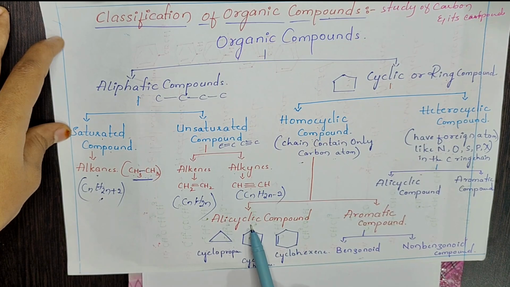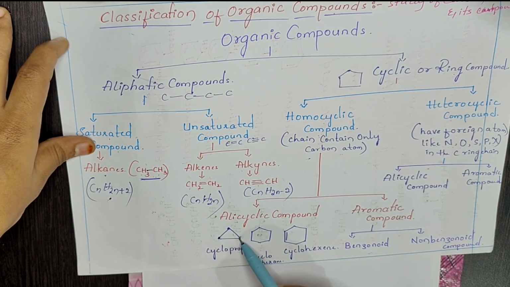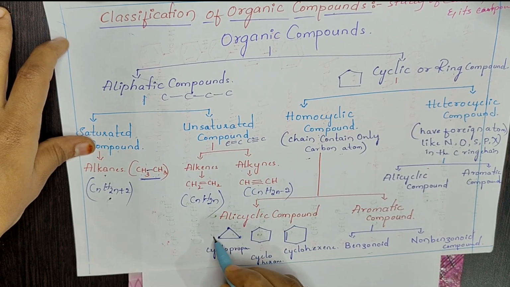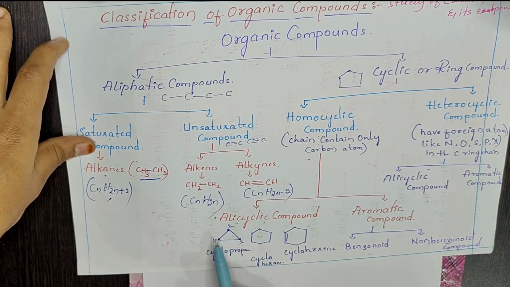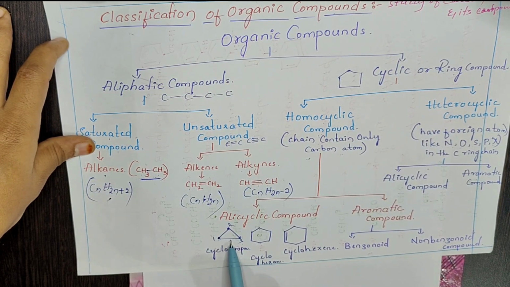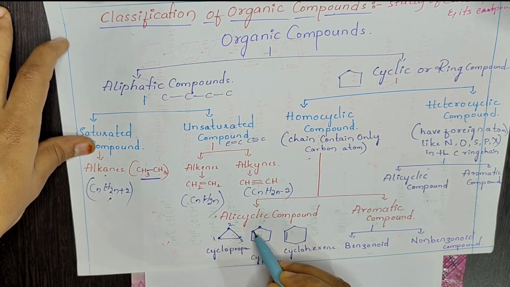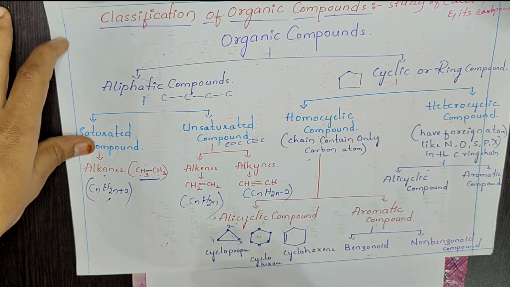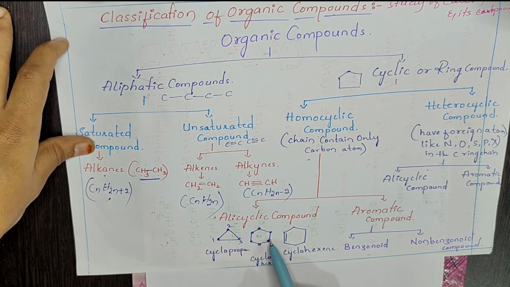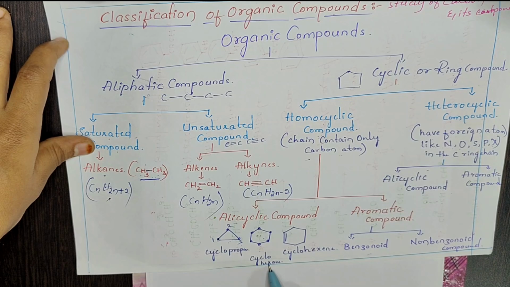In homocyclic alicyclic compounds, the ring contains only carbon atoms. This ring contains only 3 carbon atoms, each corner representing one carbon atom: 1, 2, 3. So this ring is called cyclopropane, which contains only carbon atoms, and therefore it is considered an alicyclic compound. This ring contains 6 carbon atoms, each corner representing a carbon atom, so this 6-membered ring is called cyclohexane.